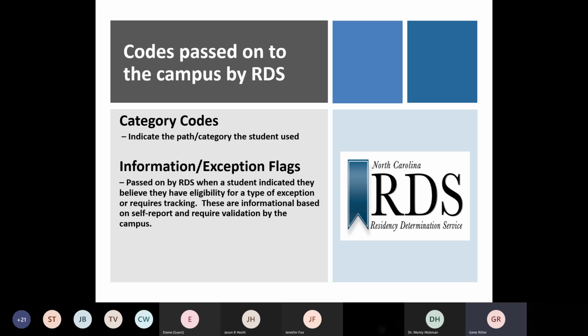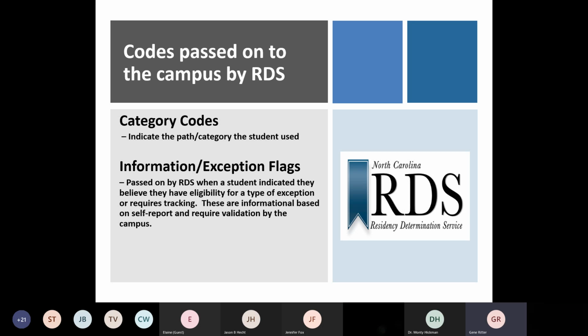So when RDS makes a determination, certain data fields are passed on. We don't pass on every single bit of information. You don't see documents and things like that, but we utilize codes. And one of them is informational exception flags. And some campuses are very proactive and run lists and look at this.